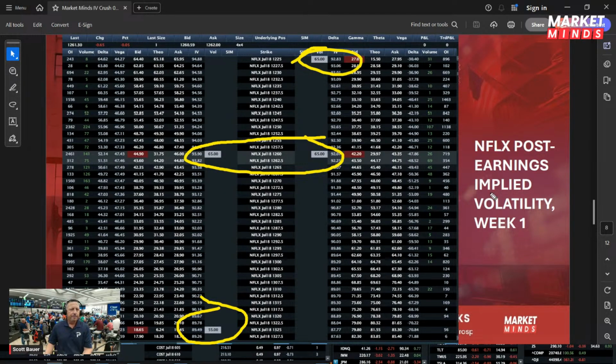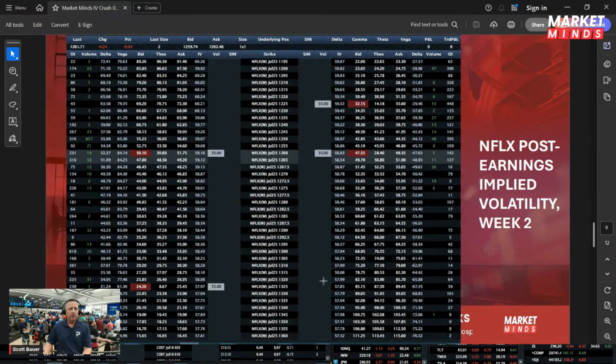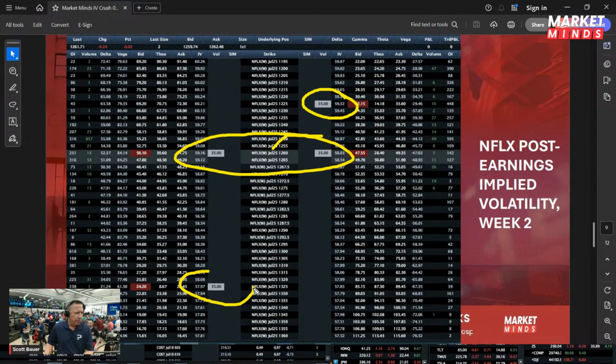Okay. So now let's look at that week 2 implied volatility. And you'll see the adjustment I made down to about 35. Any reference? What was so important about that 35 that I adjusted there? What did we just review?